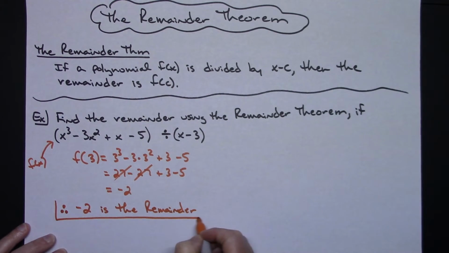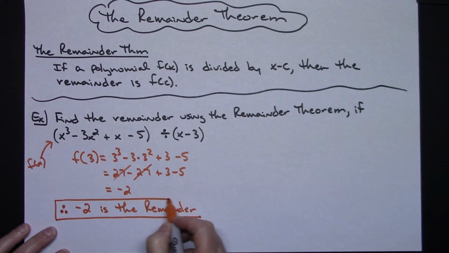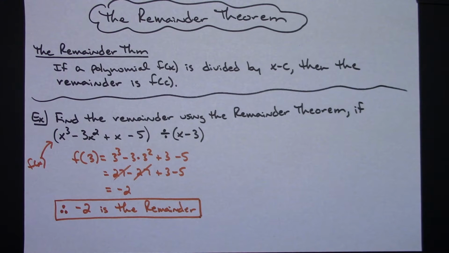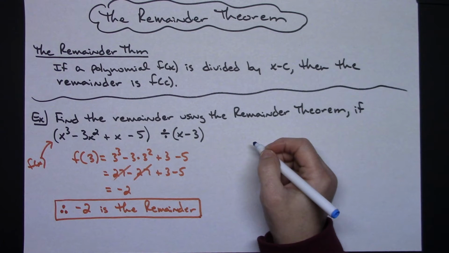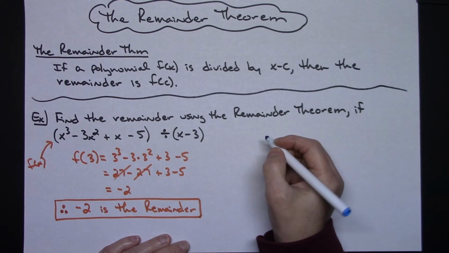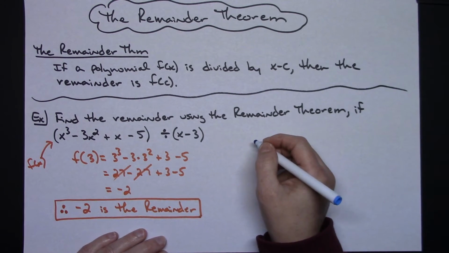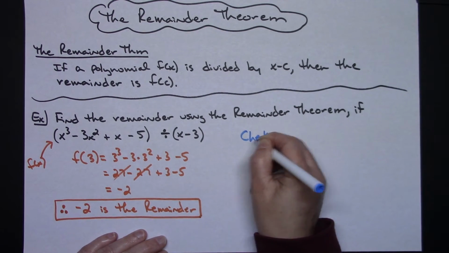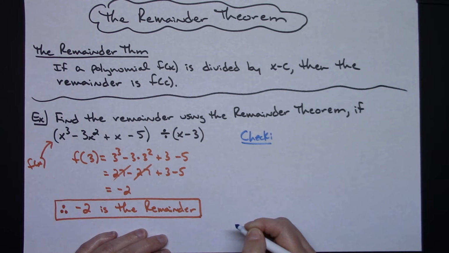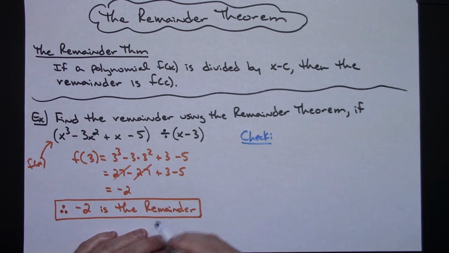Now, just to verify that that really does work, because it doesn't necessarily seem like it's going to, you might want to do a check. The whole point of this is to do it faster so that you don't have to do long division or anything of that nature. You can get the answer really quick. But if I was going to check, I probably wouldn't choose to do long division. I would probably choose to do synthetic division.